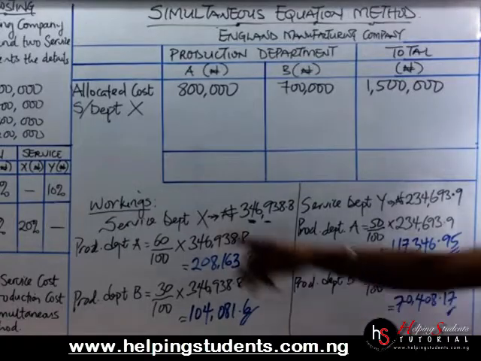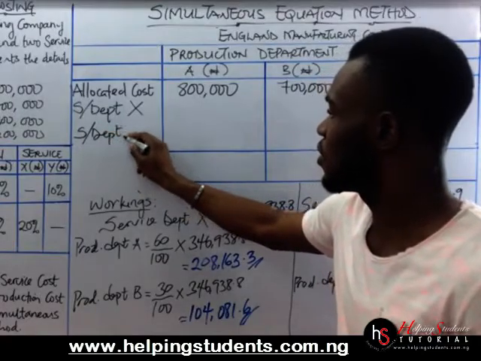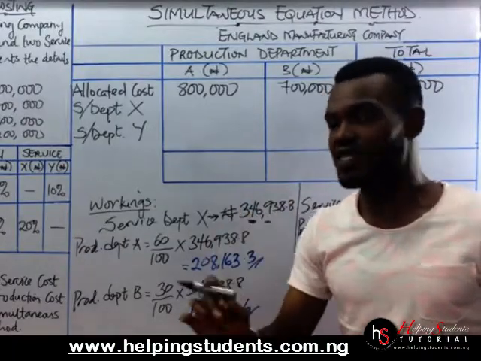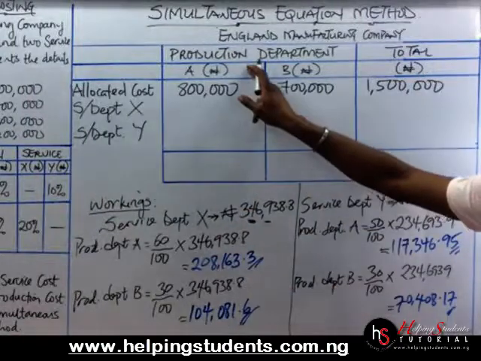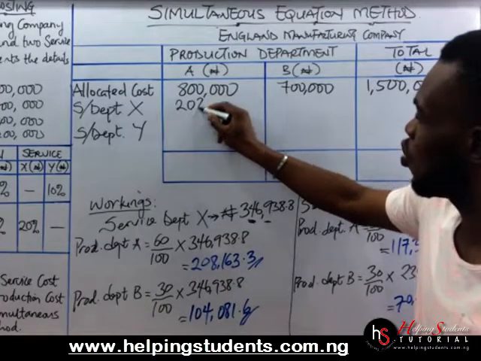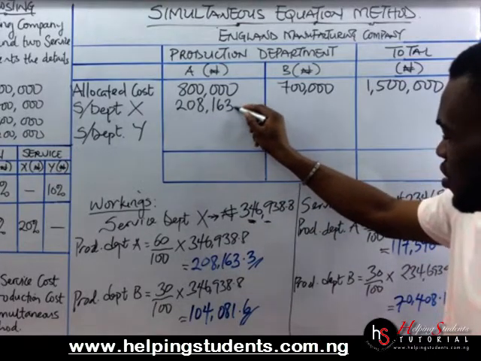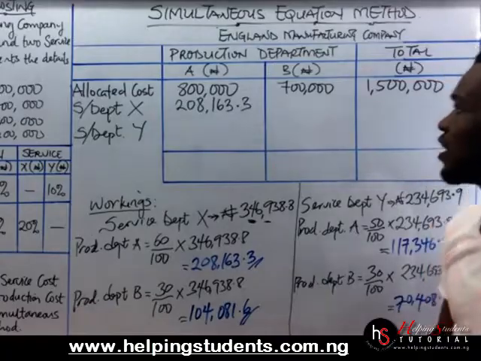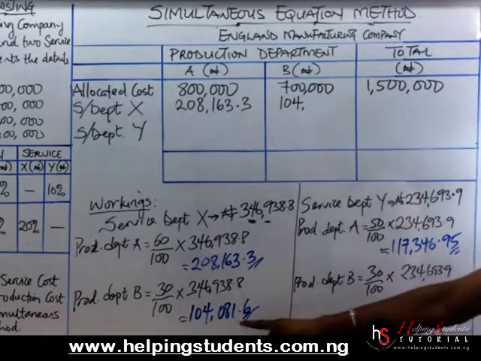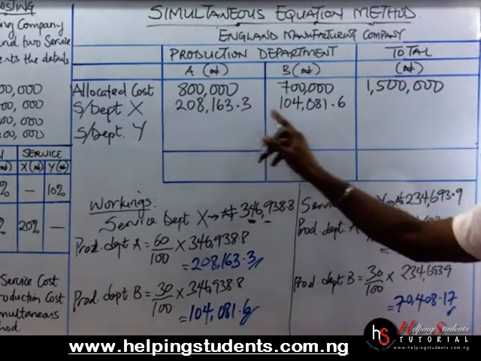Okay, so this is for service department X. We'll also have what? For service department Y. Please don't abbreviate in the exam and ensure your work is very, very neat. So service department X, production department A. The final answer we had there was what? 208,163.3. Okay. Then for B, we had what? 104,081.6. Okay. Now we are going to sum these two values.